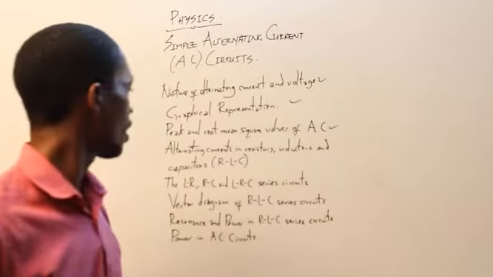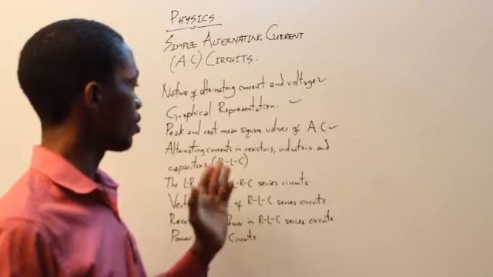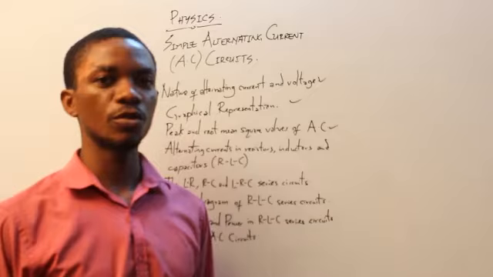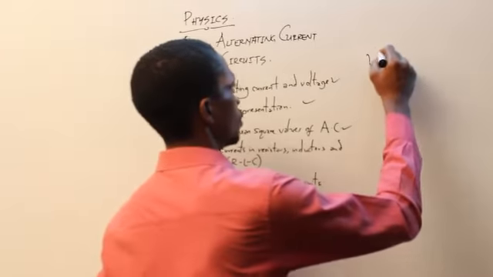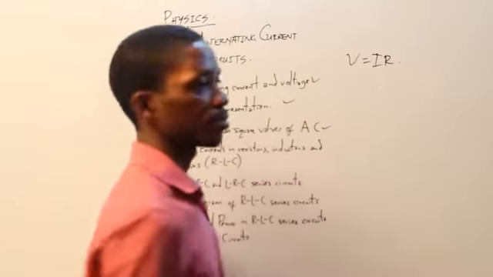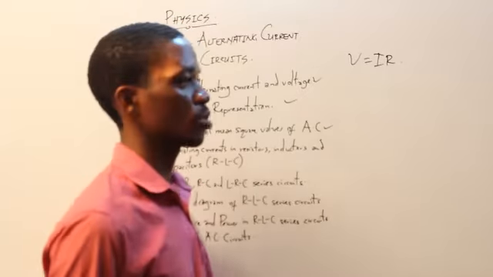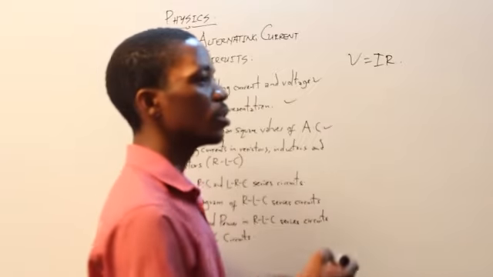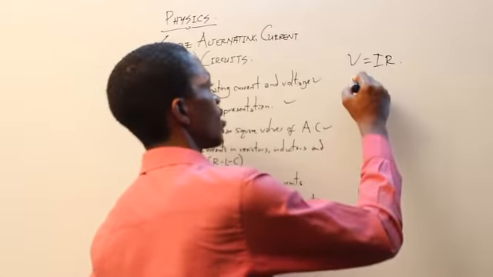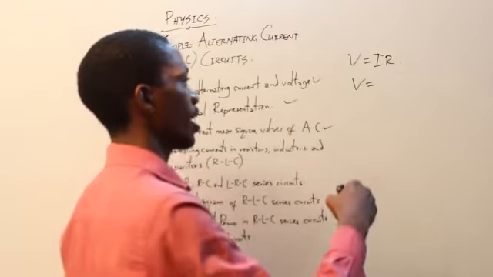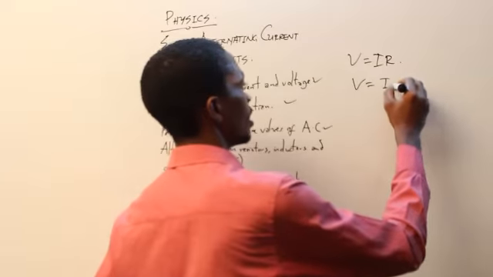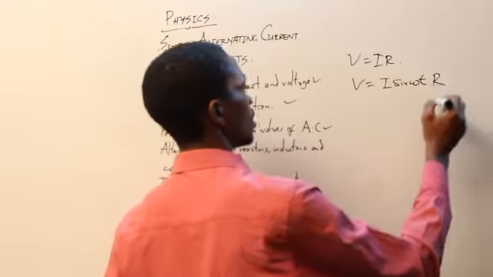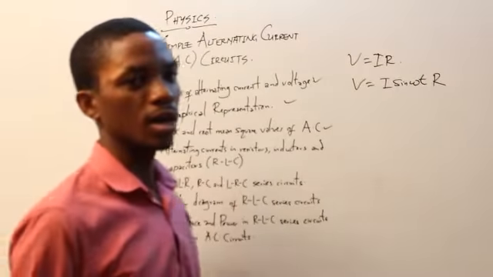Alright, let's consider alternating current circuits in resistors, inductors, and capacitors. We already know from Ohm's law that V equals IR. That's what we have been taught. Well, this law does not change in any of the expressions. The only introduction is the fact that our I is not exactly I as it used to be. Our I is now I sine omega t, and we'll multiply that with our R.